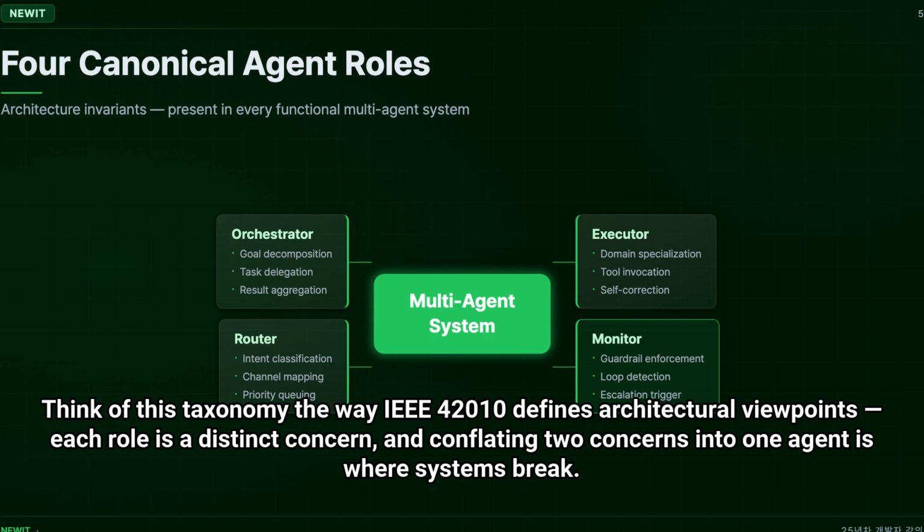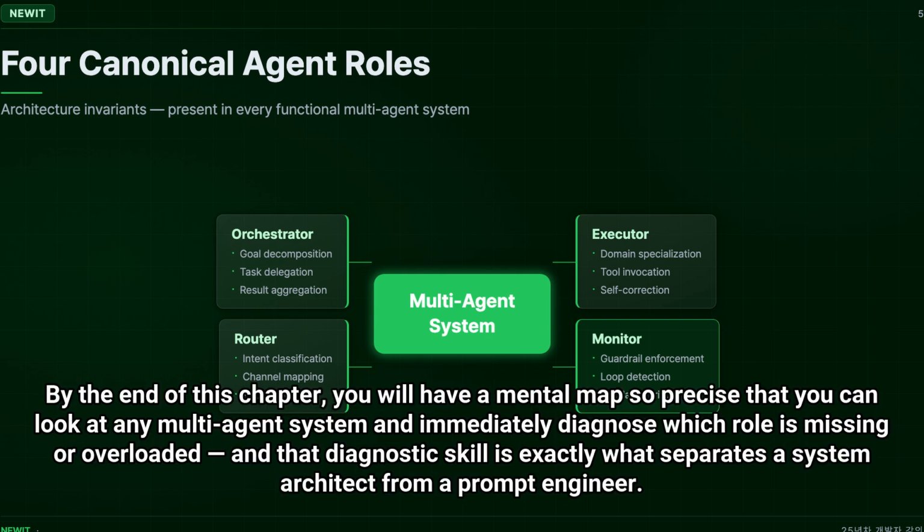Think of this taxonomy the way IEEE 42010 defines architectural viewpoints. Each role is a distinct concern, and conflating 2 concerns into one agent is where systems break. By the end of this chapter, you will have a mental map so precise that you can look at any multi-agent system and immediately diagnose which role is missing or overloaded, and that diagnostic skill is exactly what separates a system architect from a prompt engineer.